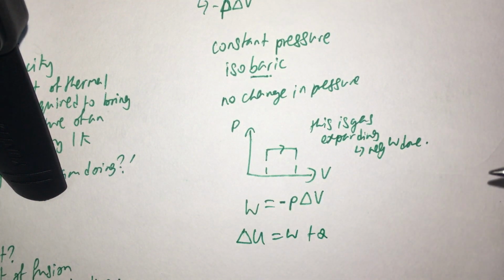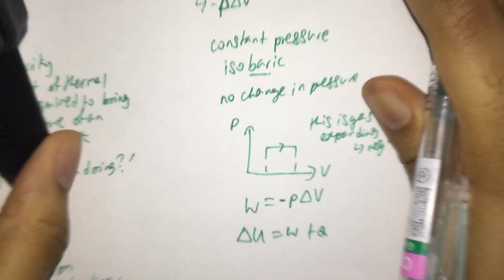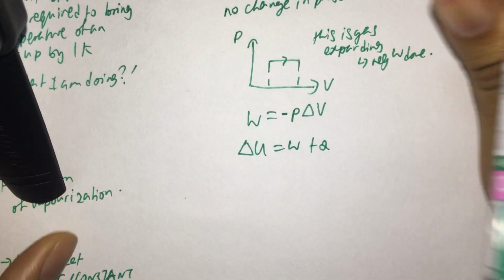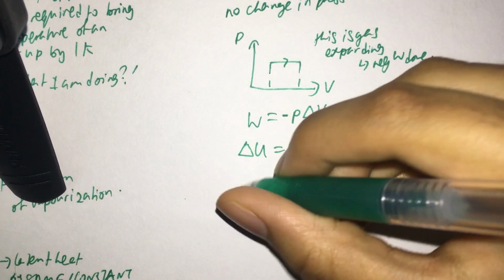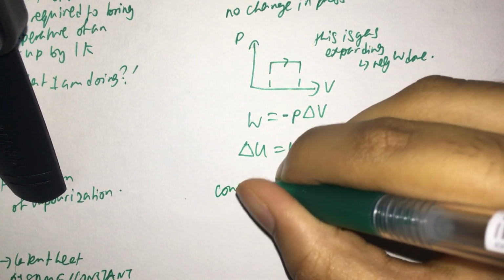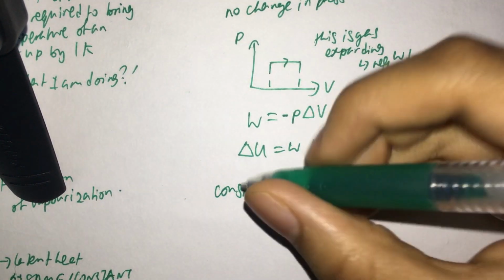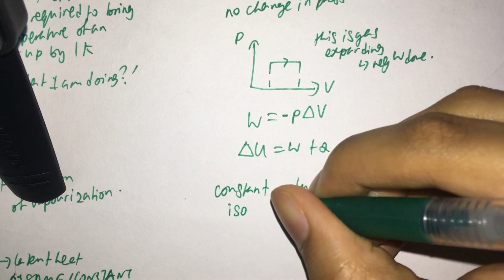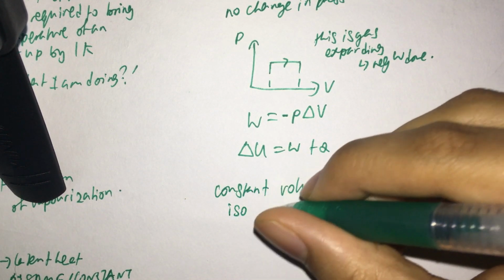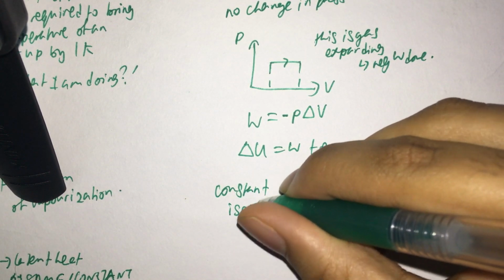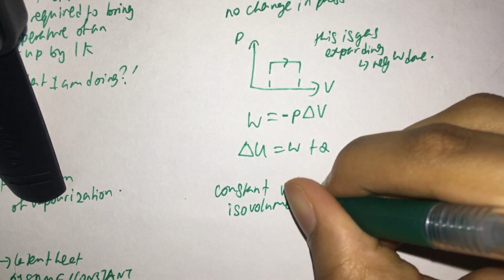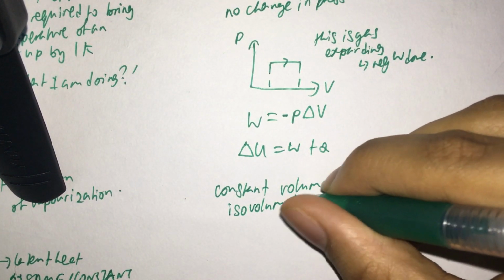Okay, so the next one will be isovolumetric, which I think is very obvious, is the volume is constant. If the volume is constant, is there work done? It is possible. If the pressure was changed, there will be work done. But in A levels, you won't really see that happening, so you can assume that there is no work done.